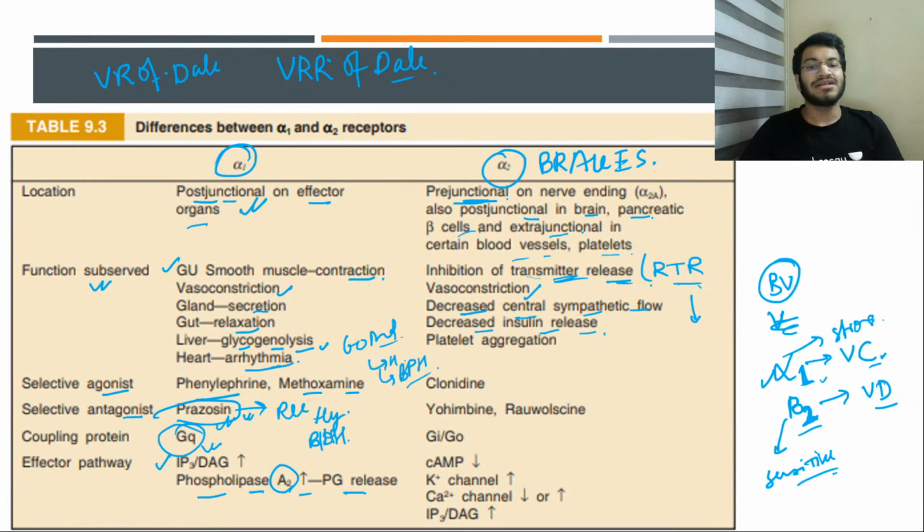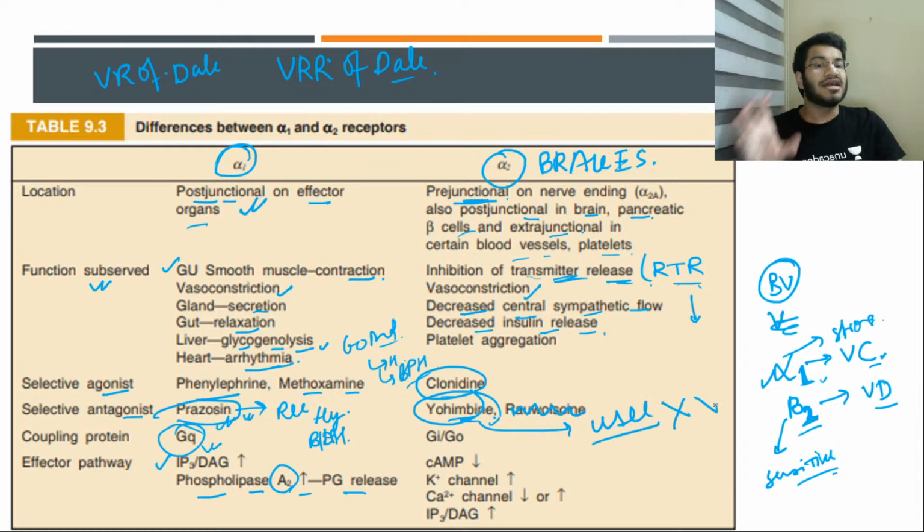And selective agonist is clonidine, and selective antagonist is yohimbine, right? And this is what you have to remember. But yohimbine has no use anywhere. And it acts through coupling protein Gi and Go and the effector pathway. It also increases the IP3 DAG, but it decreases the cAMP, it increases the K plus channel, and it can increase or decrease the calcium channels. Right.